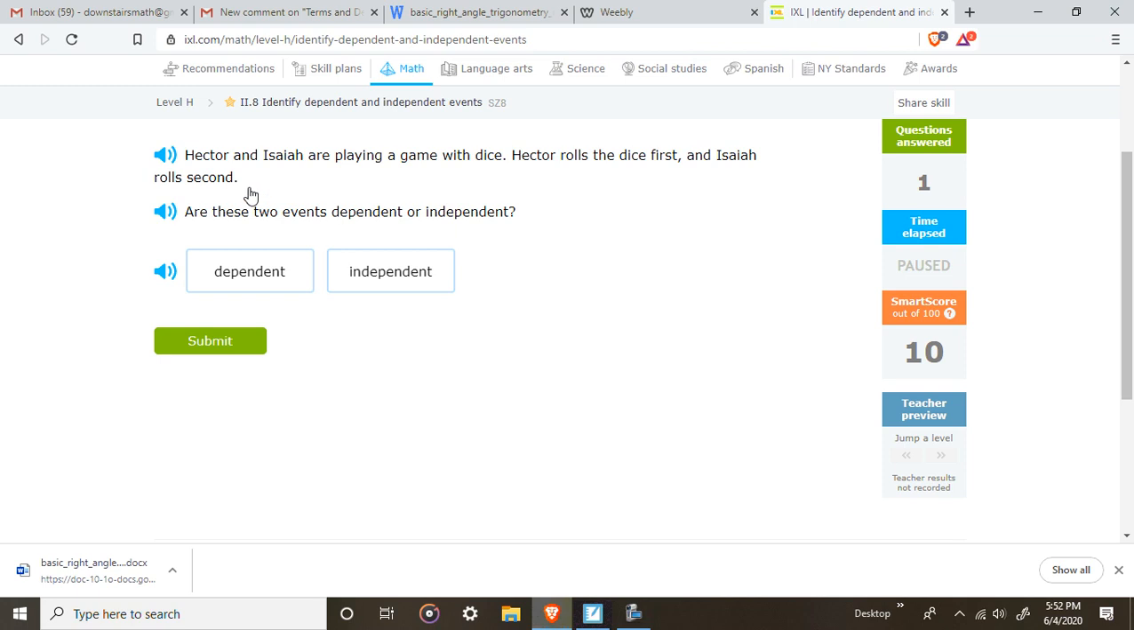So let's take a look at a couple of events. Hector and Isaiah are playing a game with dice. Hector rolls the first dice and Isaiah rolls the second. Are these two events dependent or independent? Well, they're independent.